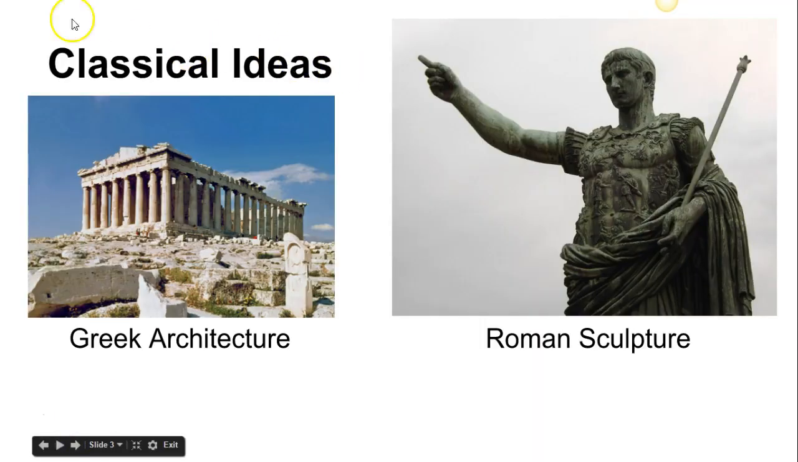All right, so classical ideas. And we're looking at classical ideas from the Greeks and the Romans. And here's a couple of examples. Notice in this Greek architecture, you have a lot of columns, detail at the top. You can imagine right here a pitched roof, okay, and carvings into the facade or front here and along here as well. Very detailed, very dramatic, very powerful looking.